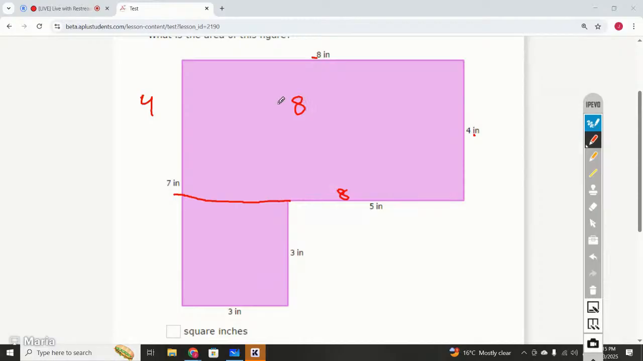So the area of this figure is 8 times 4, because opposite two sides measure 8 and they have 4. So 8 times 4 is 32. Now look at this square. It has all side lengths 3. That is 3 times 3, that equals 9.